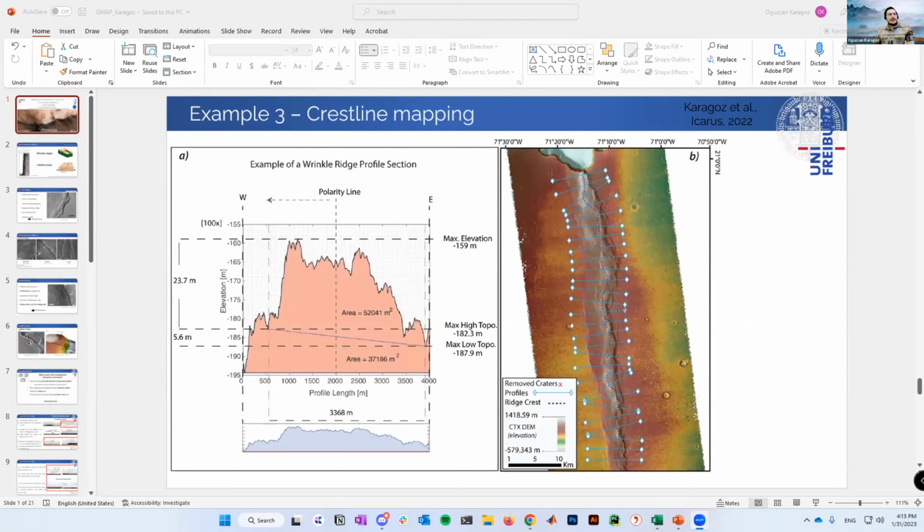And the crest line mapping is really important for us. On the right side, what you can see is the beautiful wrinkle ridge, and the west side and the east side are easily visible on the CTX image. What I did is map all the crest lines of the wrinkle ridge, and I took profiles perpendicular to the ridge. It's really useful for structural analysis, because you can see how the polarity of the ridge changes. Where you have the maximum displacement on the thrusting, that means you have the higher shortening, and that means your fold is actually there.